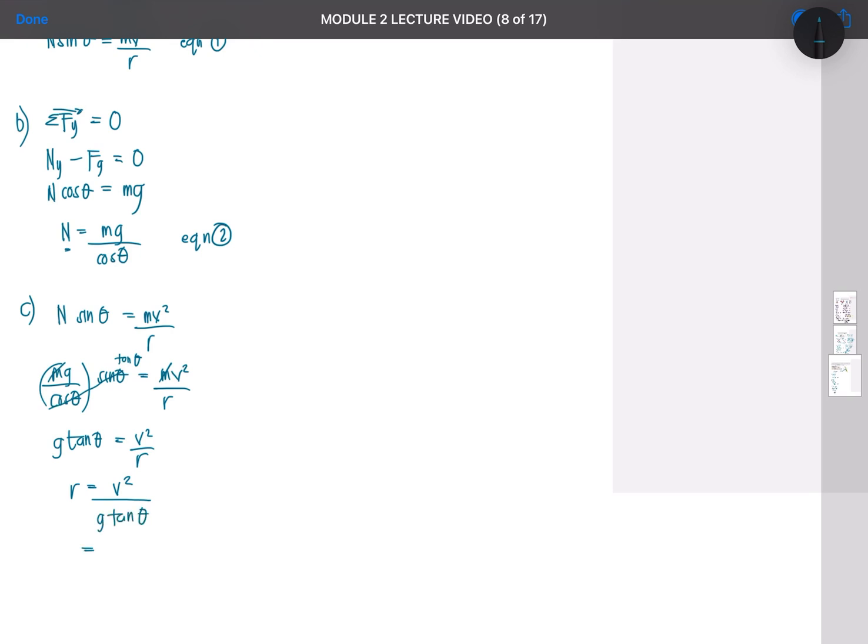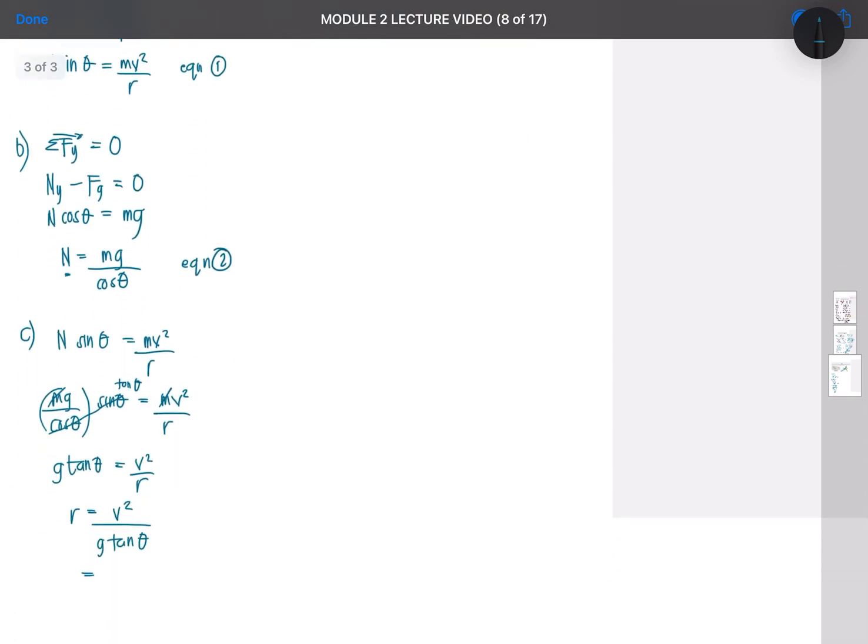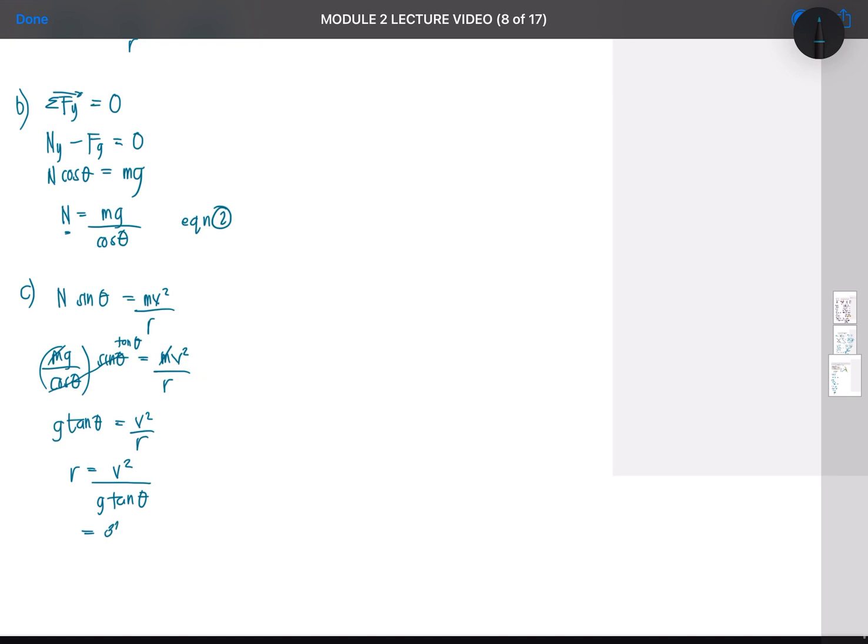So substitute na natin kasi we have the value for the velocity, which is 34 meters per second, squared, over 9.8 times tangent theta, which is 40 degrees. And so we now have the radius, which is equal to, if you're going to solve for that, 141 meters.